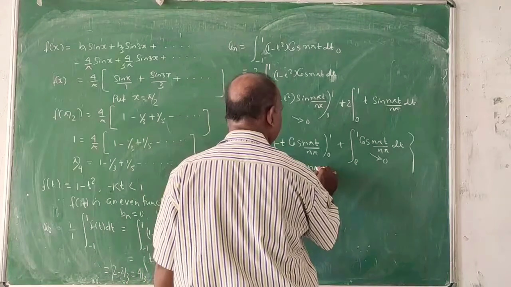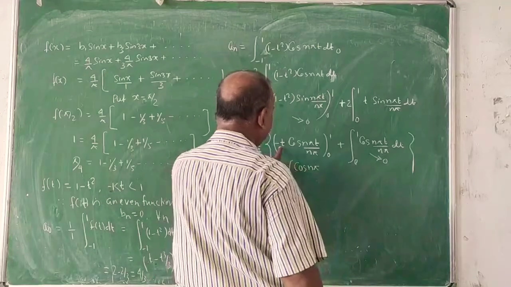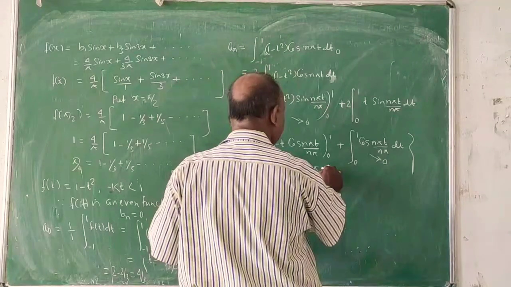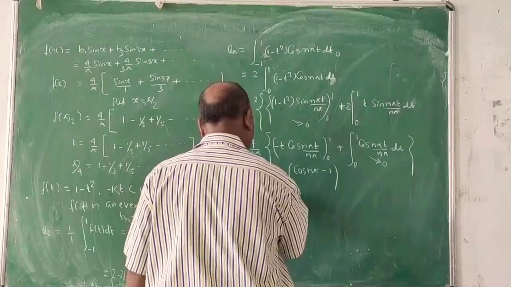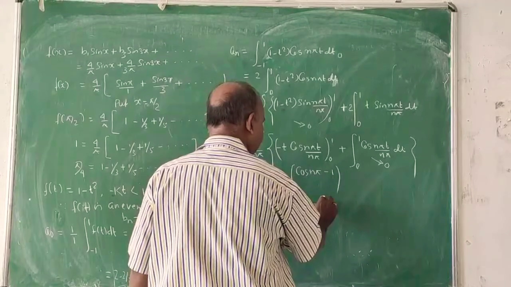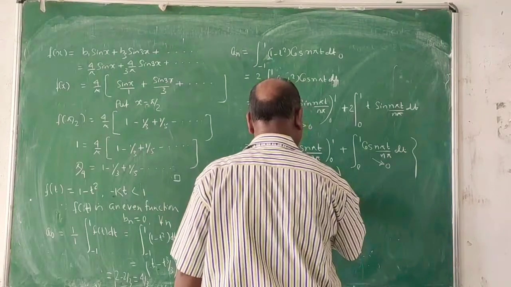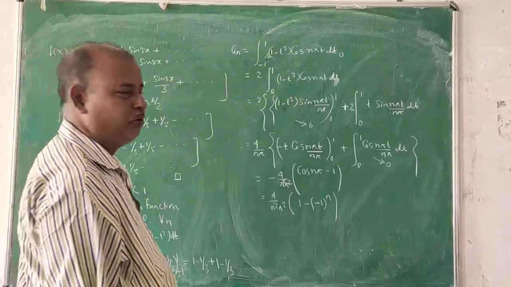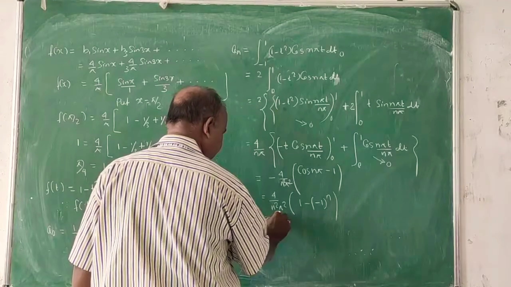cos of n pi divided by n square into pi square. Is it not? Minus, I have taken outside, cos n pi minus cos 0, the value is 1. So this becomes 4 by n square into pi square, 1 minus of minus 1 to the power n. Is it not? So you better analyze it. If n is even, the value is 0.